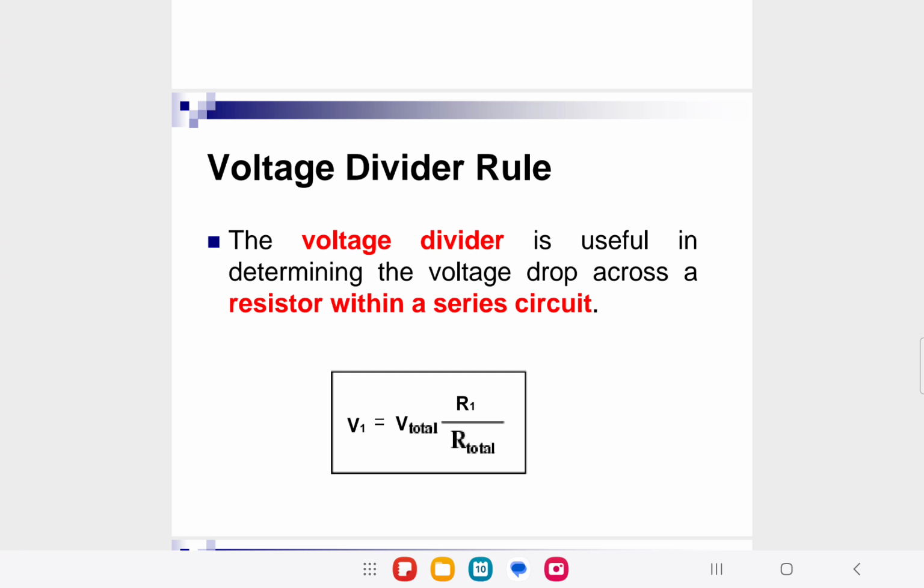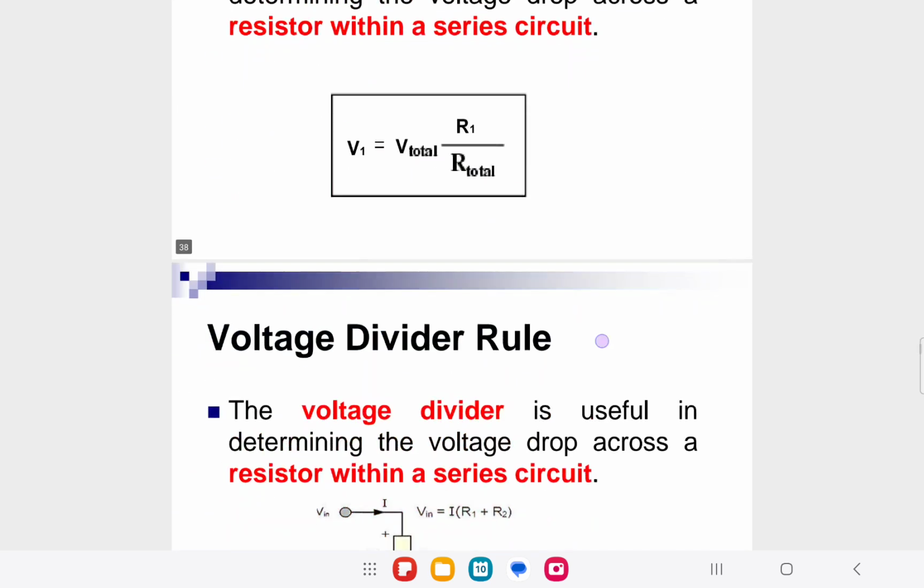Cuma when we use the voltage divider, kita dapat the voltage dulu. Normally resistor value mesti dia bagi. So this is the formula. Let's say if we have a circuit, V1 is at resistor R1, and V total is the supply yang dia bagi. So R1 bahagi dengan all the resistor in the circuit. Kalau ada 3, so all the series 3 resistor lah.